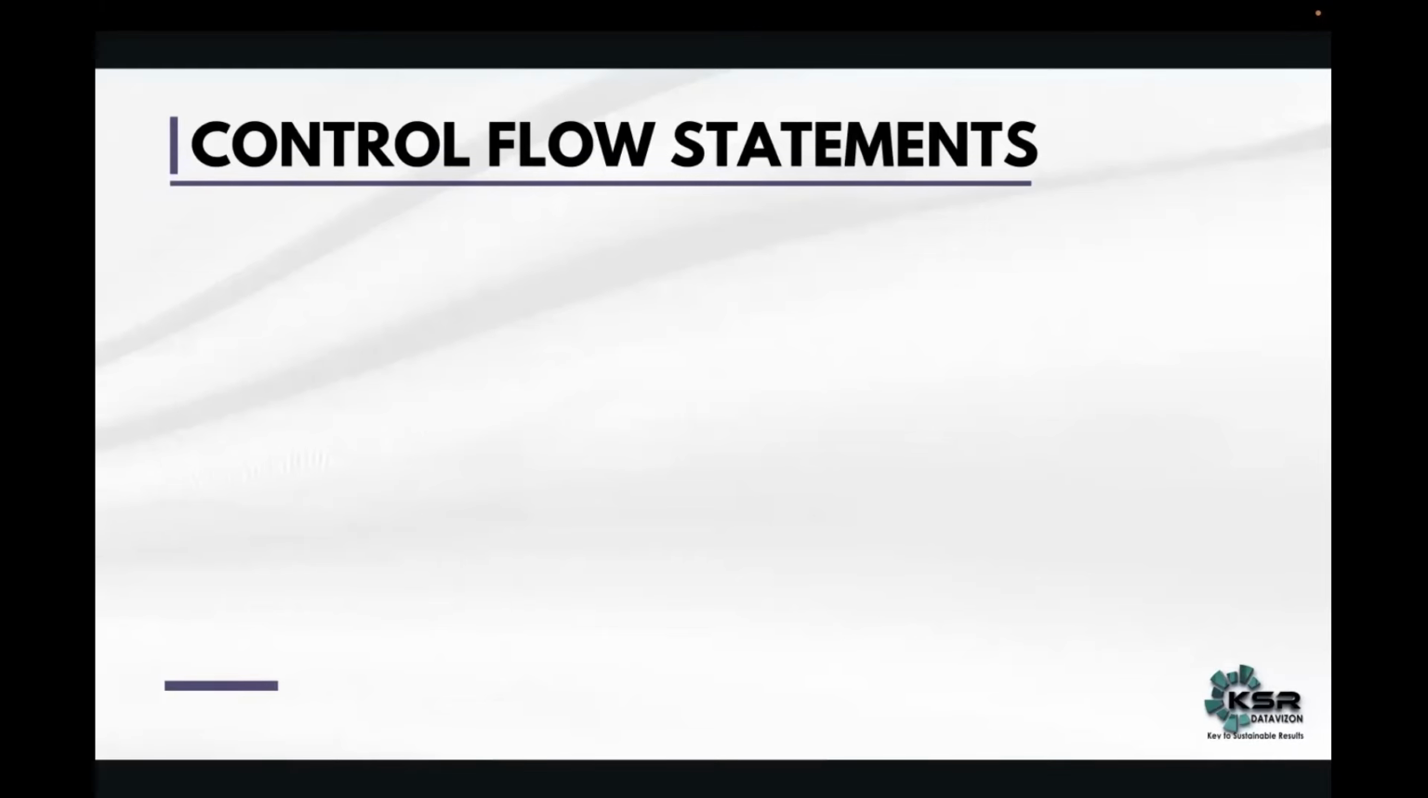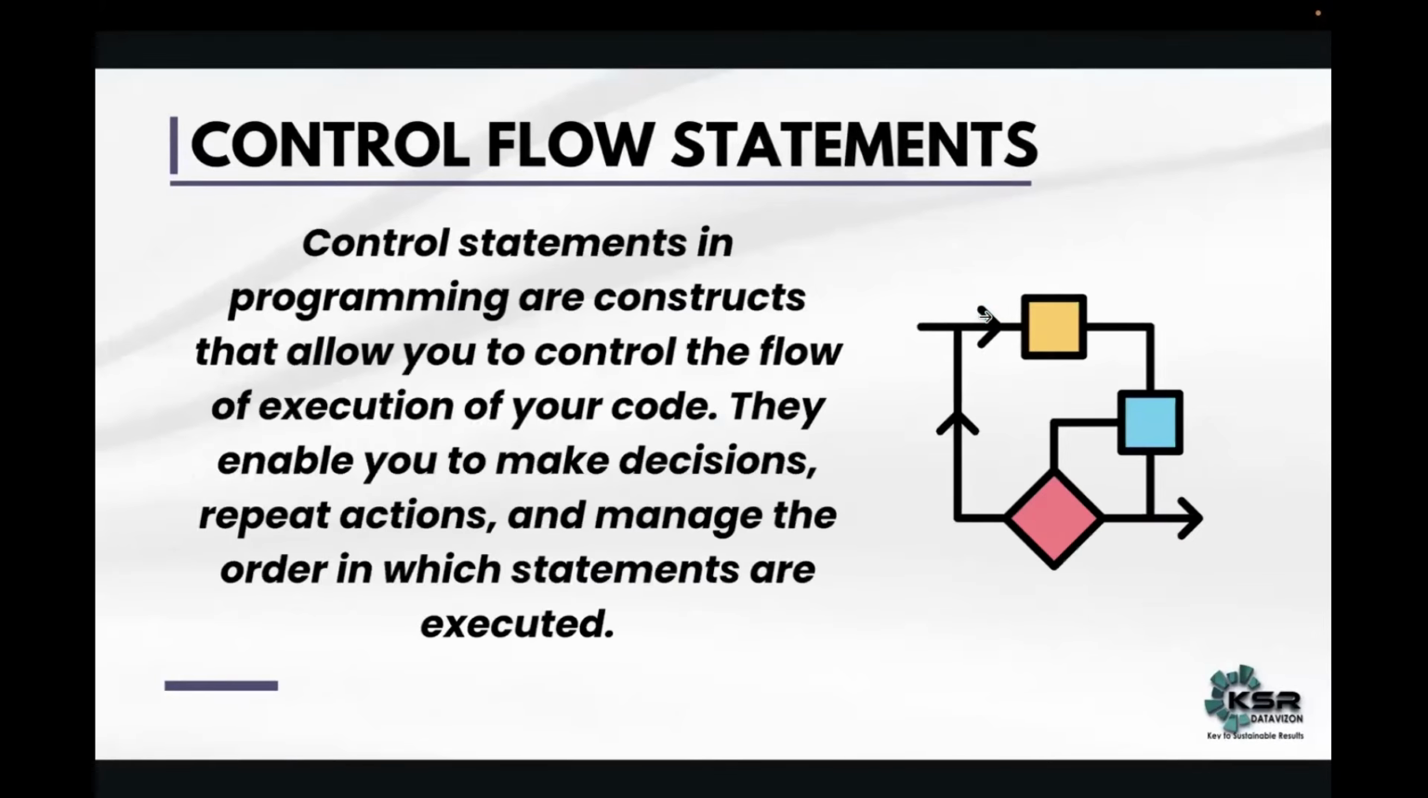Okay, then these control flow statements are used. Let's see the definition. Control flow statements in programming are constructs that allow you to control the flow of execution of your code, based on some condition. So let's say we have seen the ternary operator: if age was greater than 60, is retired, or it's not retired.